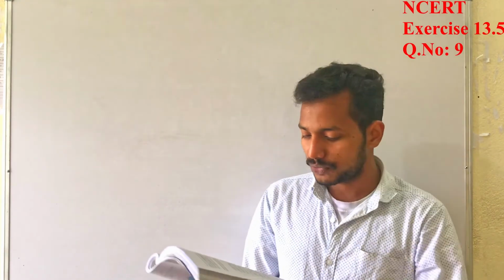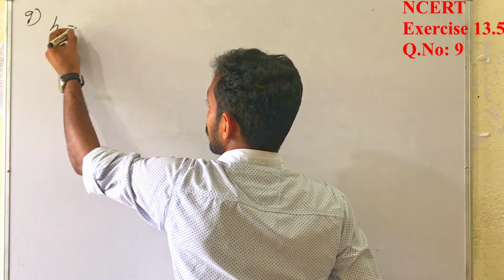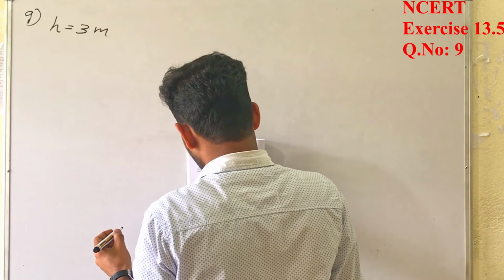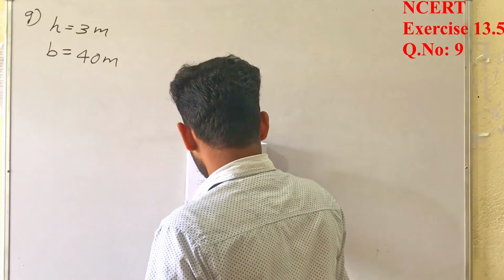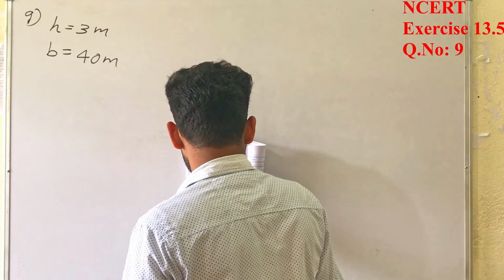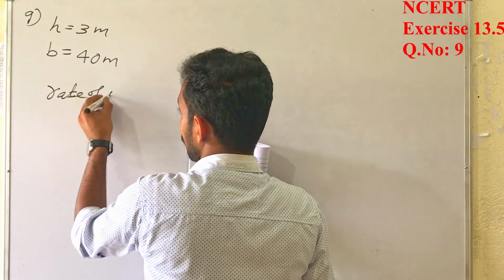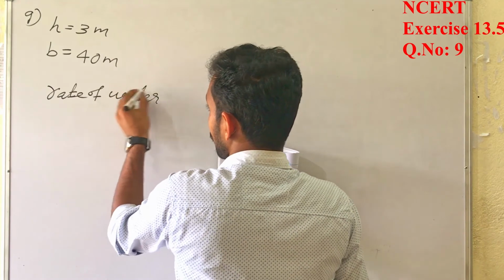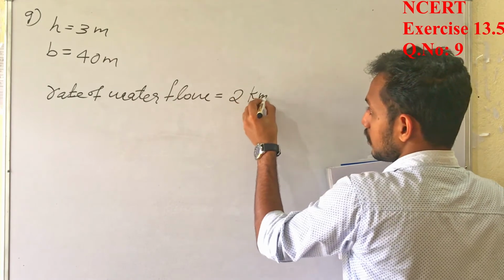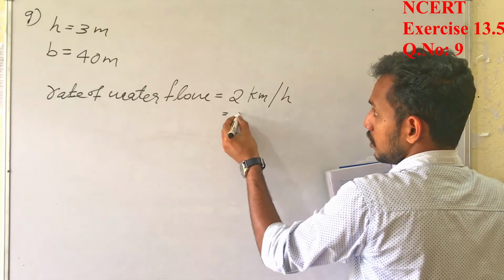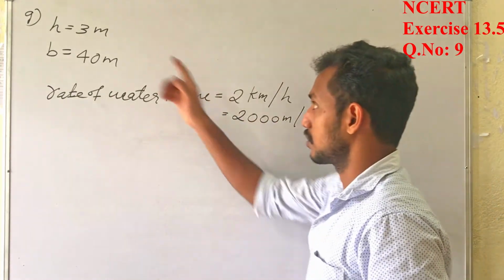Next question number 9. A river 3 meter deep, that is height is given 3 meter, and 40 meter wide, that is breadth is 40 meter, and the rate of flowing is given 2 km per hour. Rate of water flow is equal to 2 km per hour, which is equal to 2000 meter per hour. Why is it converted to meter? Because other quantities are given in meter.